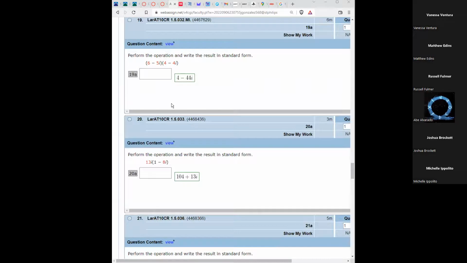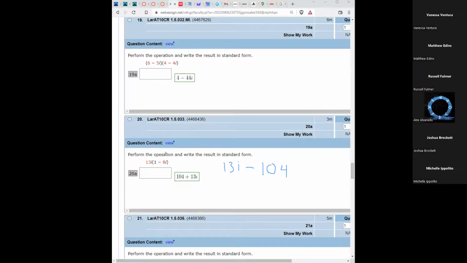Let's do one of these, I guess. Let's do 20. That's 13i times 1. So you agree that that's going to be itself, right? 13i times a negative 8. So that's going to be negative for sure. 13 times 8, what is that? Yes, 104. That's close.